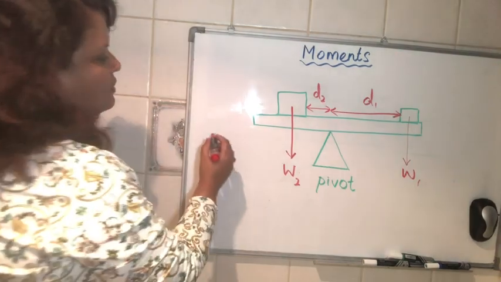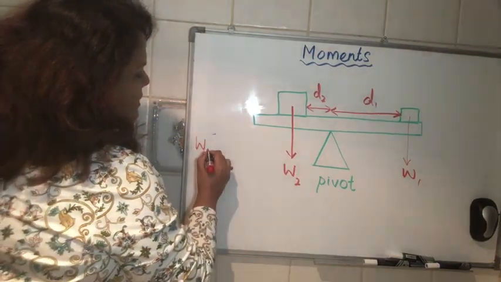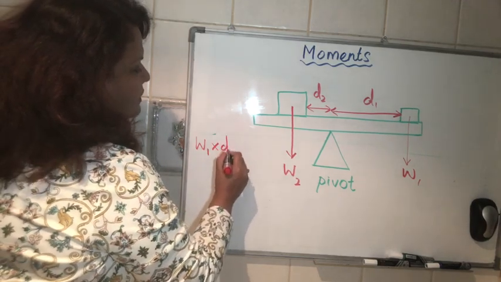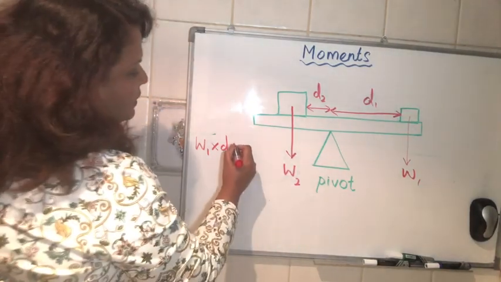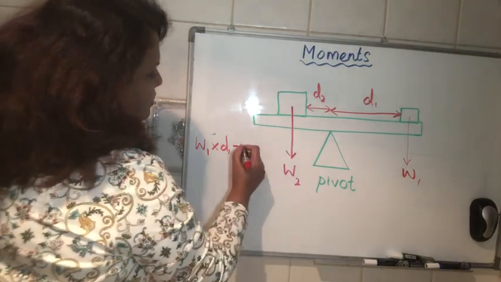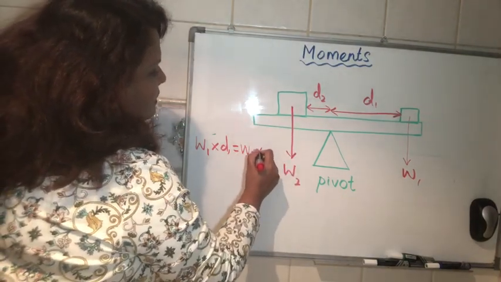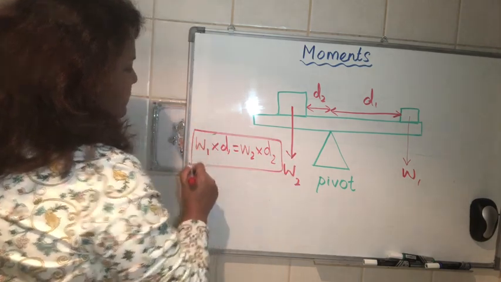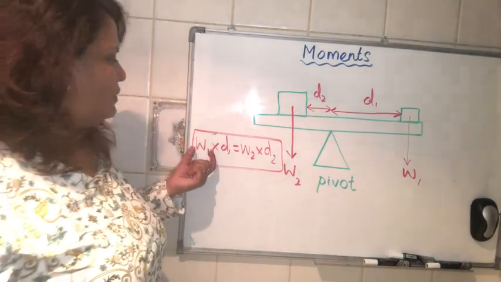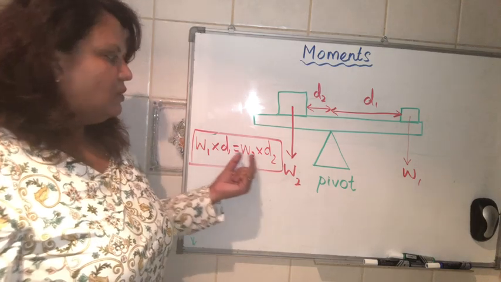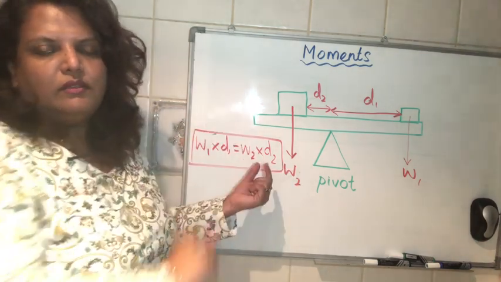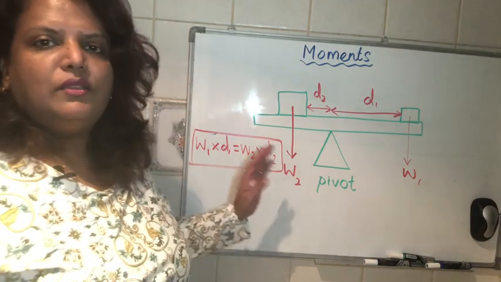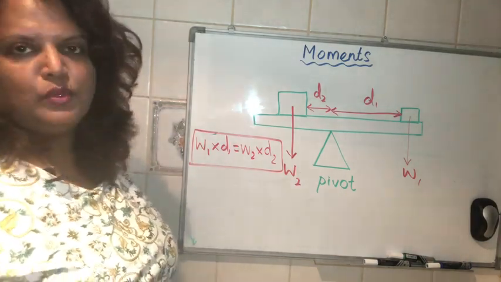So applying principle of moments, I can write the equation as the clockwise moment will be force multiplied by the distance will be equal to anti-clockwise moment, which is force multiplied by again the displacement. So if W1 is known, W2 is known, D1 is known, if you want to find D2, you can plug in the values and calculate it. That goes for any of the missing quantity, the approach is the same.